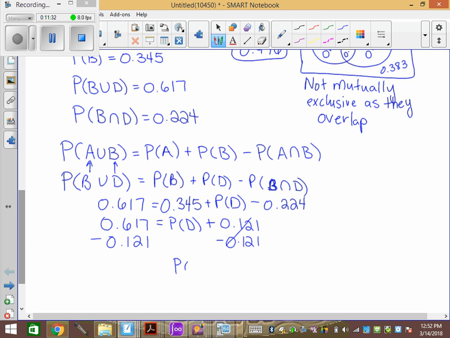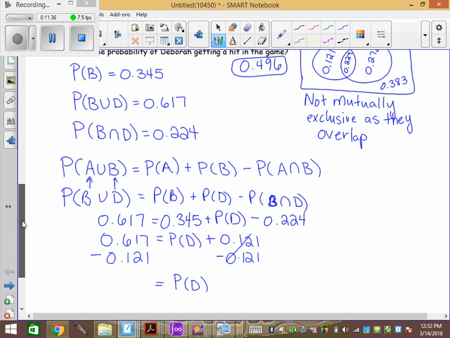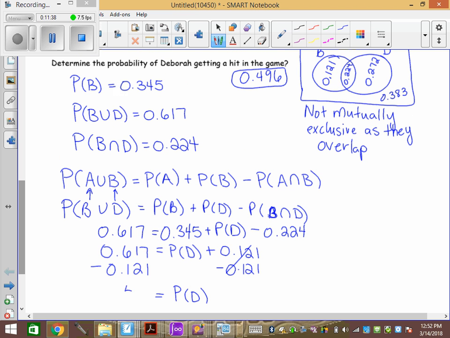So P of D equals 0.496. Exact same answer. Is either way better? No. Could some of you do one way and some of you do the other way? Yeah, it doesn't matter.